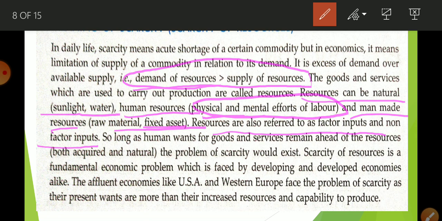Now, simply, what do you mean by scarcity? Scarcity is a situation when demand of resource is greater than supply of resource. Whenever you face this condition, this is known as scarcity of resources. Like suppose there are 30 seats available in commerce in a school, but there are 60 applicants. So what is the condition? Applicants are more compared to supply.